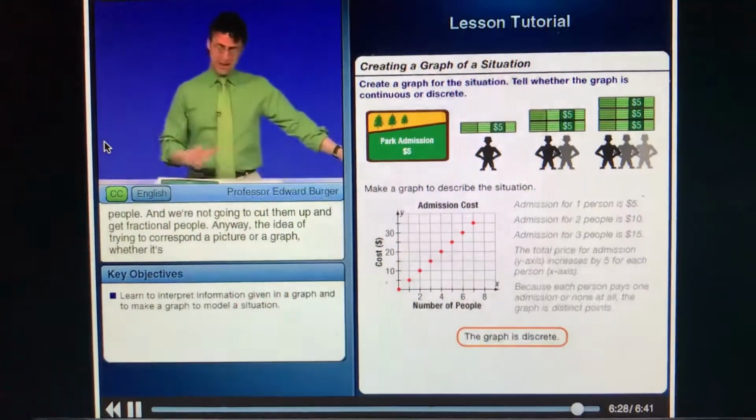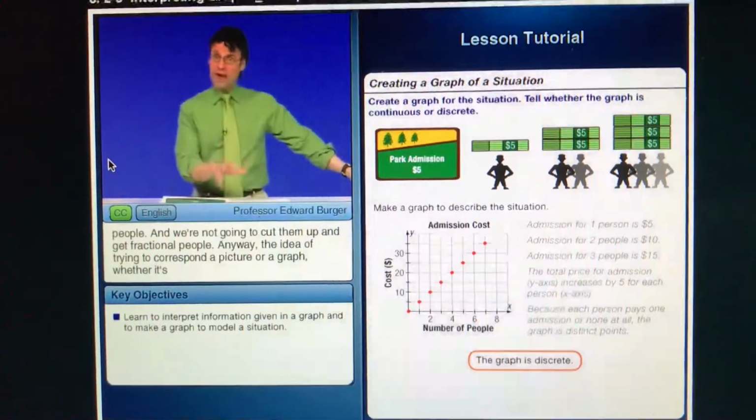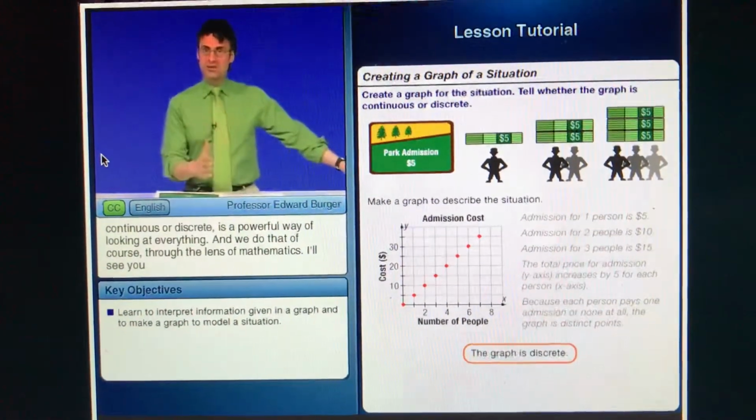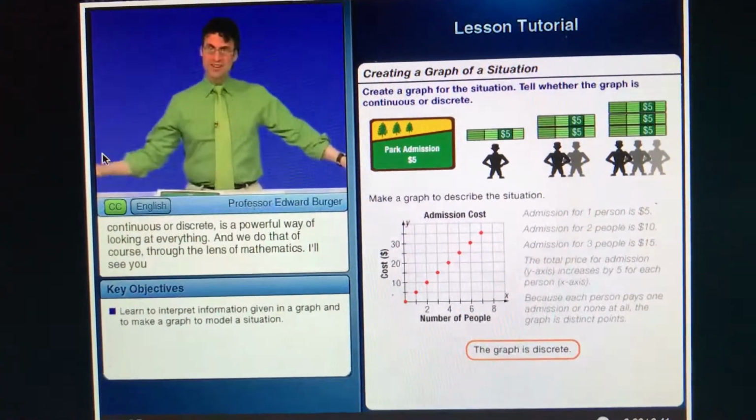Anyway, the idea of trying to correspond a picture or a graph, whether it's continuous or discrete, is a powerful way of looking at everything, and we do that, of course, through the lens of mathematics.